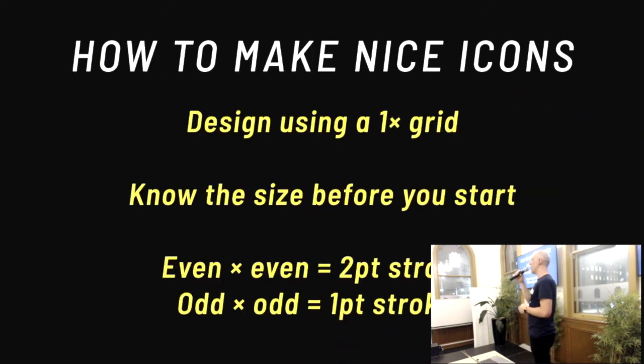So, here's what you need to know. You need to design using the 1x grid, so the 1 point grid for iOS and macOS. Unfortunately, you need to know the destination size before you start. This is critical, otherwise you can't design at the same grid that's going to be used to display the icons. And you need to consider the stroke weights you're going to use for the icons as well. So if you want them to be able to be centered in the icon, then you have to choose either even by even dimensions for the icon or odd by odd.